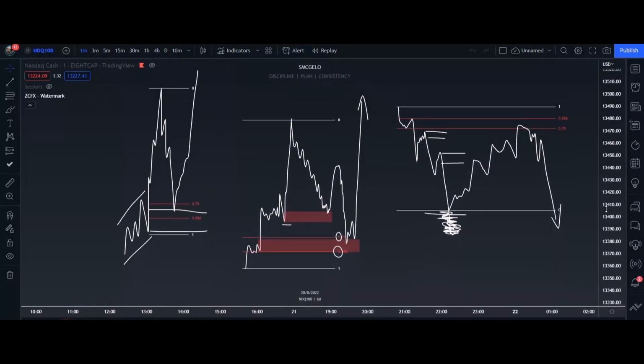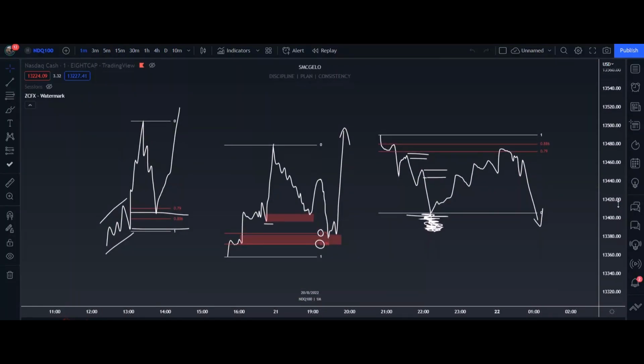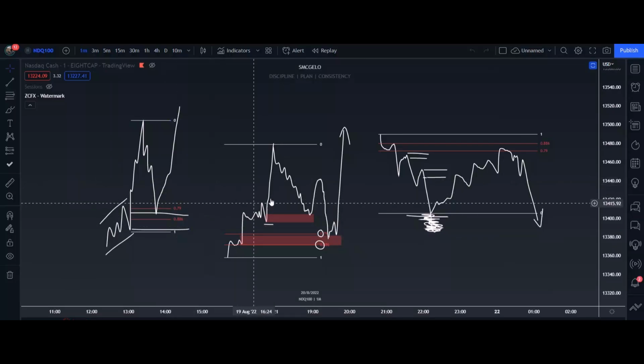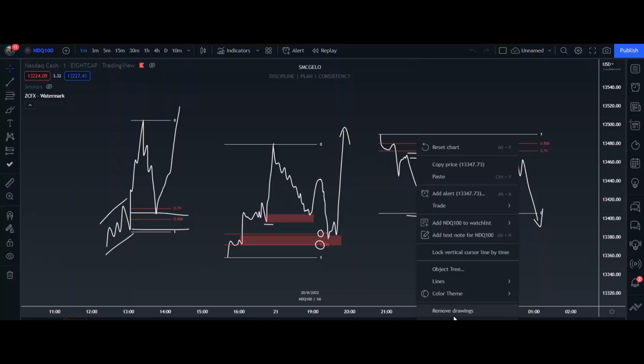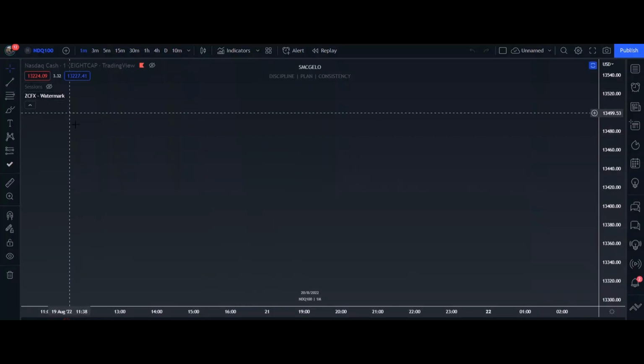So here are my descriptions that I just made for you guys. If you want, you can screenshot, do whatever you gotta do. Sorry about this, but can't do anything about that.